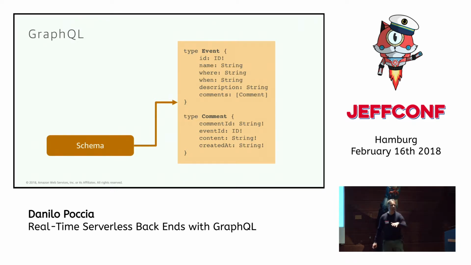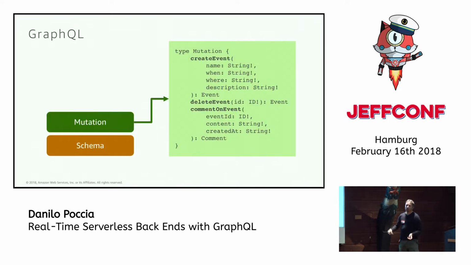So let's say that we want to build an application that can track events and comment on top of these events. So events like this JeffConf. So we can create a type event that has an ID, a name, a location, a description. And this event is linked. So you see that we can create relationship now to comments. And the comment can have a content and a creation date.